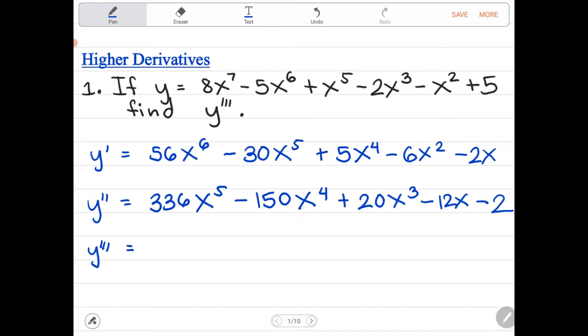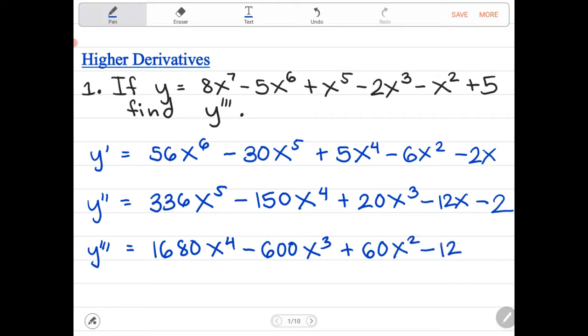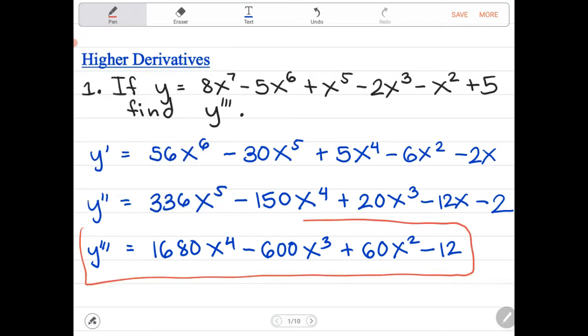Okay? So next, we have 336 times 5. That is 1,680 x raised to 4 minus 600 x cubed plus 60 x squared minus 12. So this will be our third derivative. So ito yung hinahanap natin sa ating problem. So that is how we are going to do the problem number 1.